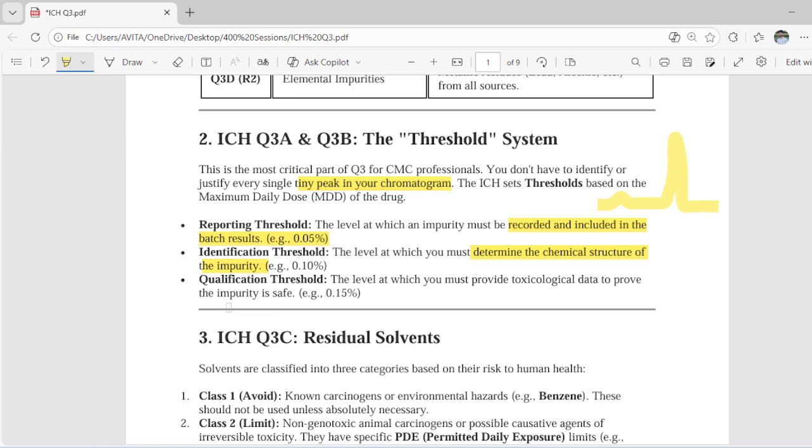Then next we have the qualification threshold, the level at which you must provide the toxicological data to prove the impurity is safe. Example, 0.15%. Let's suppose one particular impurity is present at more than 0.15%. Then in that case, you have to provide the toxicological data to prove that the impurity is safe.